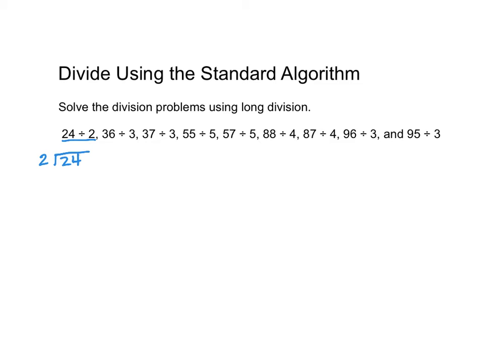Well, the first thing we're going to do is look at our ones. How many 2's are in 2 ones? Well, there is 1 2 in 2 ones. And then we're going to multiply that. 1 times 2 equals 2. We'll subtract. That's 0. So then, now we're ready to do our tens. How many 2's are in 4 tens? 4 tens divided by 2 is 2 tens. So we're going to put 2 right here. So our answer is 12. I think actually I'll erase that because then it's just kind of in the way, isn't it?